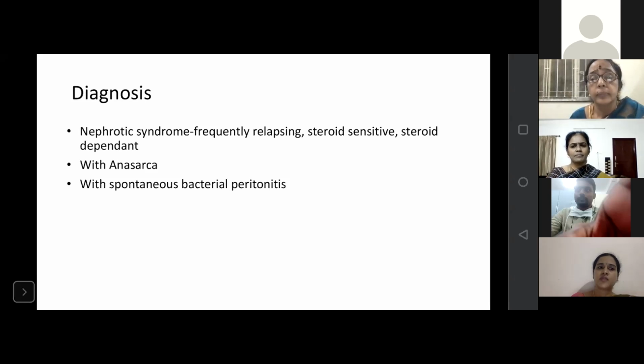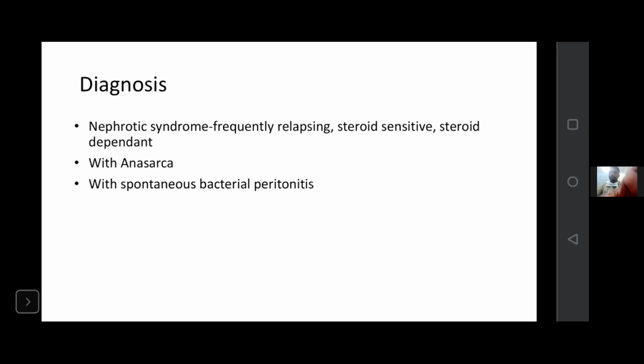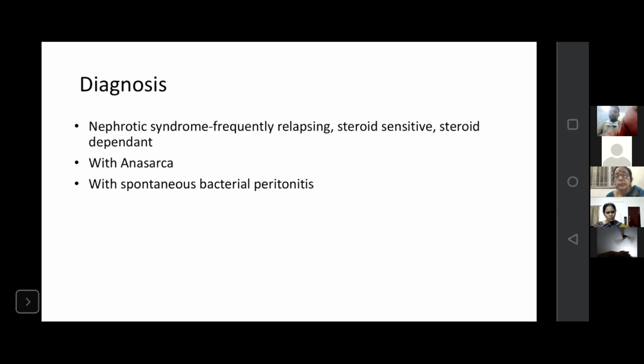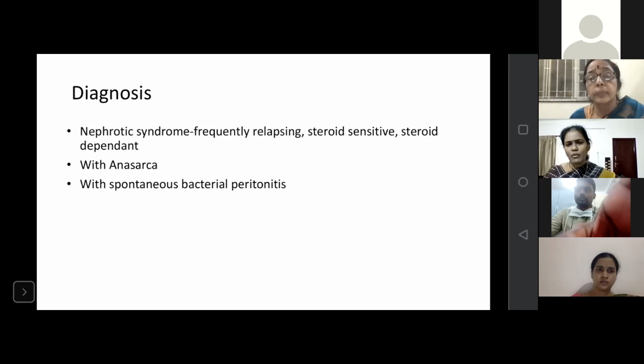What do you expect in your urine analysis in this child? I'll be expecting proteinuria of 3+ or 4+, and not a significant microscopic hematuria. What do you mean by 3+? How many milligrams of protein is likely to be excreted in the urine? 3+ or 4+ means 300 to 1000, or even more than 1000 milligrams per deciliter of protein.